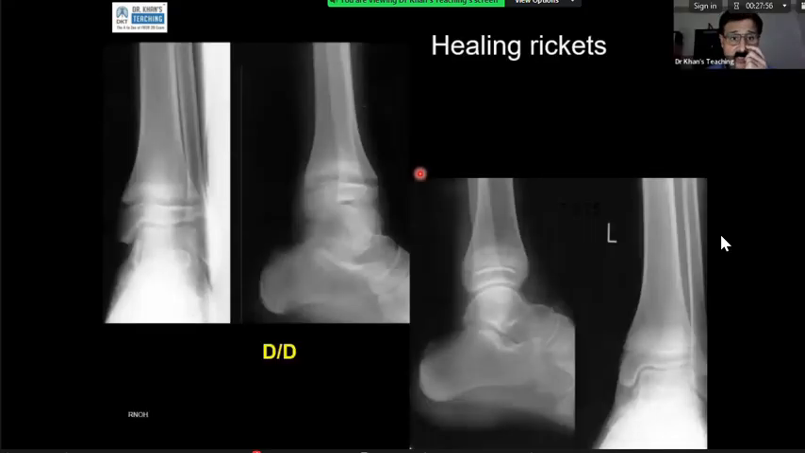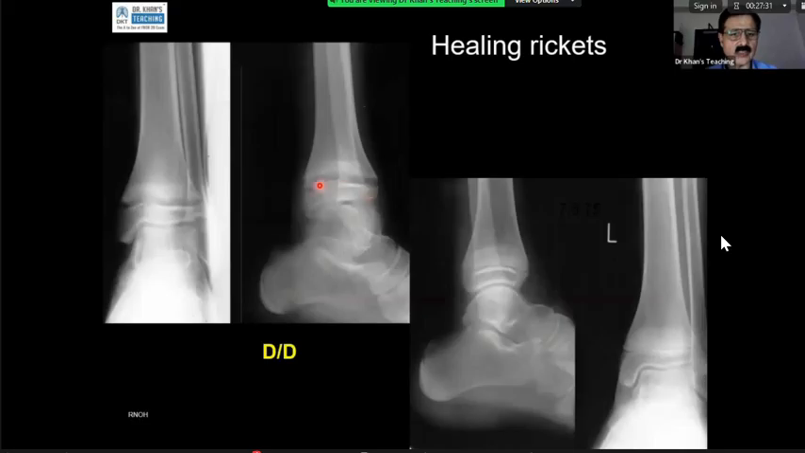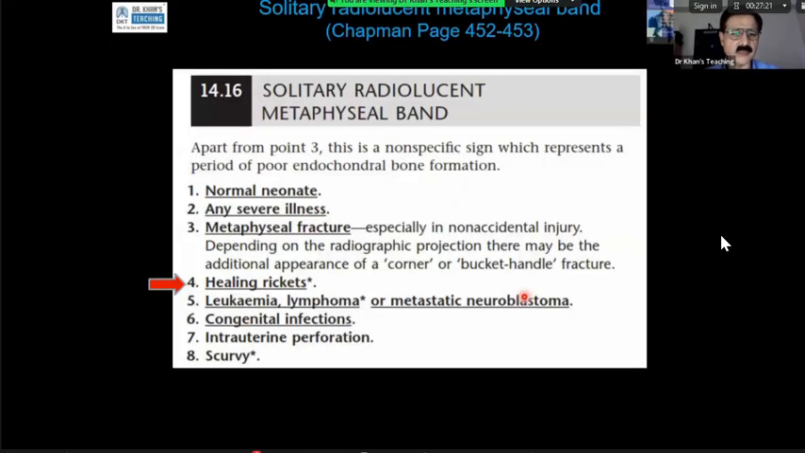Okay, so sometimes healing rickets can show this manifestation, where a metaphyseal band can be seen. I just wanted to show you that the differential diagnosis of a solitary radiolucent metaphyseal band, we did cover leukemia, lymphoma, and metastatic neuroblastoma. Healing rickets, which is this one, is a healing rickets case. And then finally it is healed completely in a follow-up x-ray.